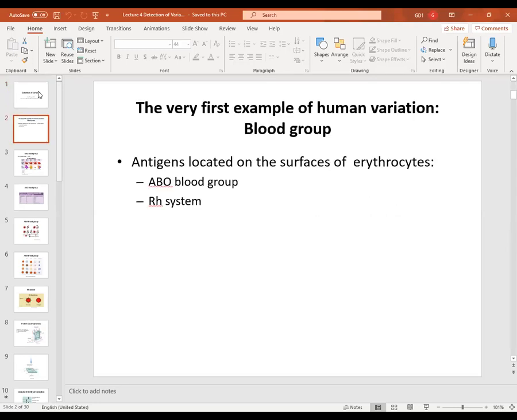And the second slide is the very first example of human variation: blood type. For a long time we have been very interested in the differences between people. That girl is so beautiful. That boy is so special, so smart. That one is so tall. Another one is so short, so fat or thin.